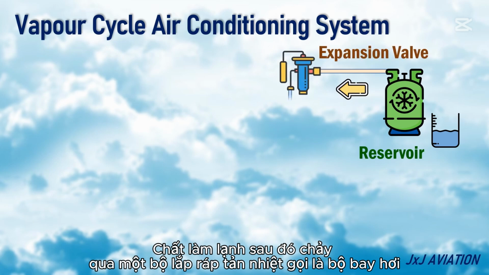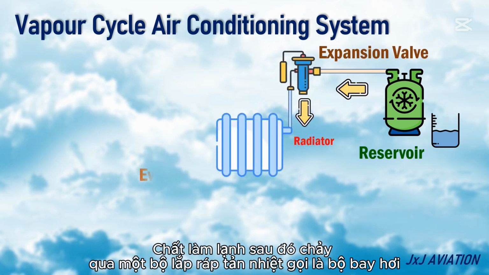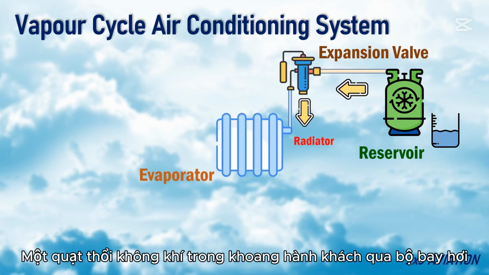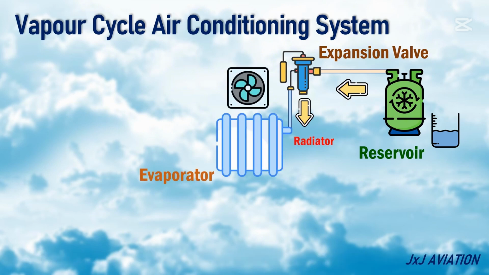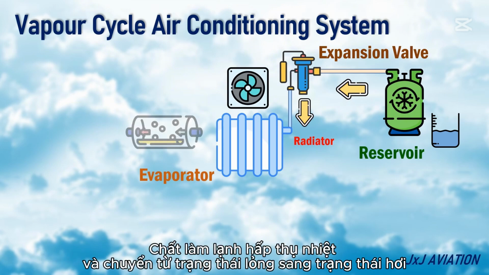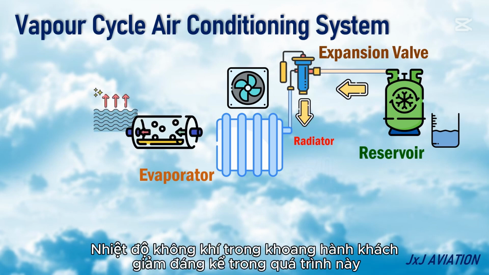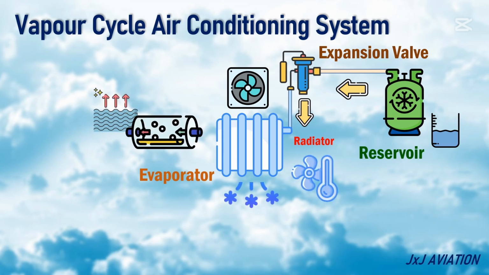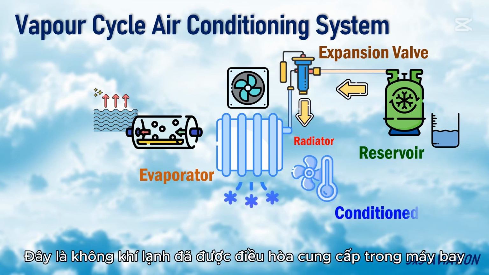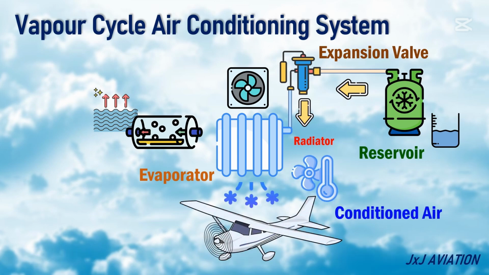The refrigerant then flows through a radiator-type assembly called the evaporator. A fan blows cabin air across the evaporator. The refrigerant absorbs the heat and changes from liquid to vapor state. The cabin air temperature reduces significantly in this process. This is the cold conditioned air supplied in the aircraft.